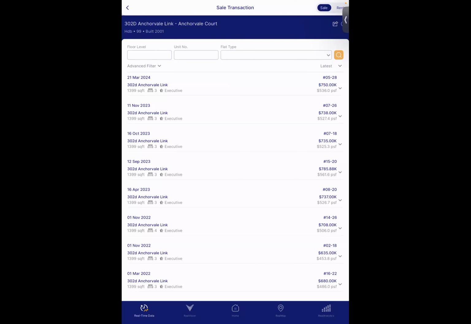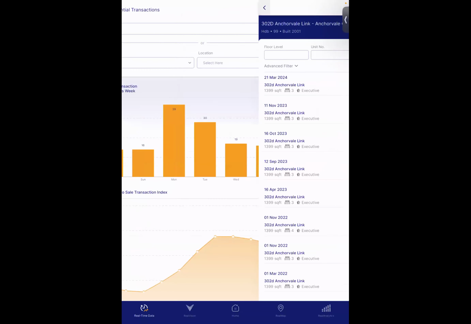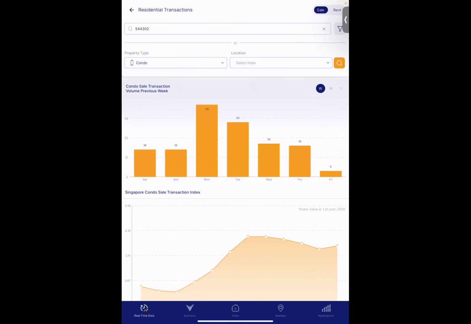So what you want to do is, instead of looking for the block, look for a wider area if you're searching for HDB. HDB nowadays has a lot of estates, and almost all of them have estate names. For example, my estate name is called Anchorvale Court. So instead of searching for only one block, I will search for Anchorvale Court, so you'll search for all the estate transactions. Let's try.